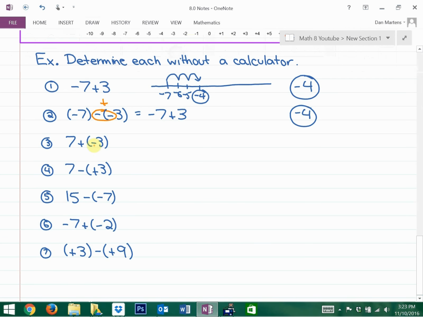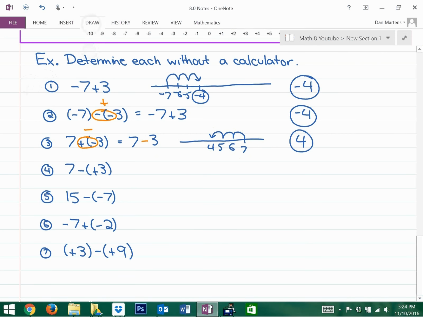In the next one, adding a negative is the same as simple subtraction, so this question would be equivalent to 7 minus 3. And that, if you wanted to use a number line, you could start at 7 and go down the number line 3, which is 6, 5. So it's going to be positive 4 or 4.